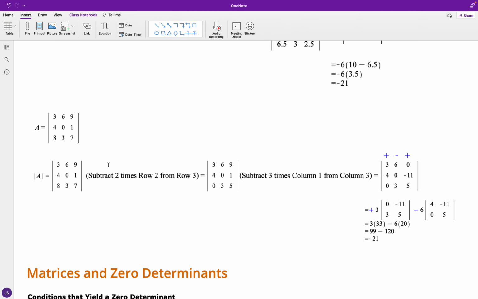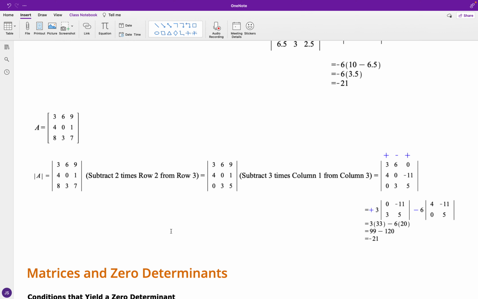Again, I could have factored out 3 from the top and have 3 on the outside, like 1, 2, 3, 4, 0, 1, 8, 3, 7, and just follow through with row and column operations. And I'll give you an instance in just a moment.